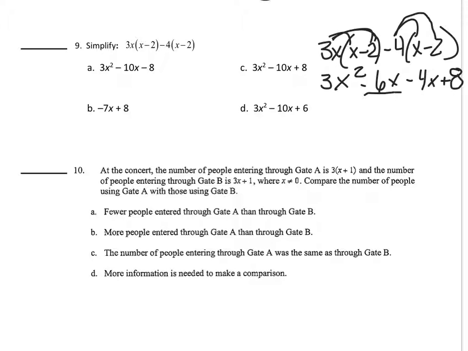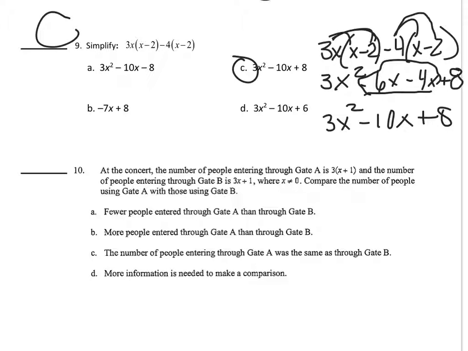You can combine these two middle terms. You end up with 3x squared. Negative 6x minus 4x is negative 10x. And you have a plus 8 hanging off the end. The answer was choice C.